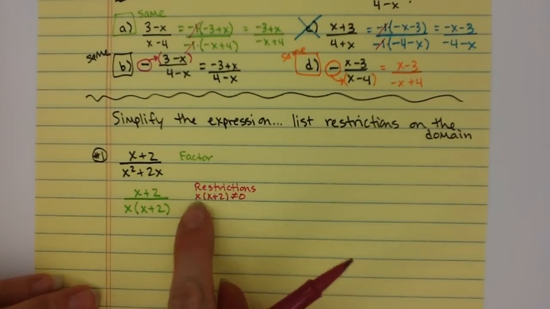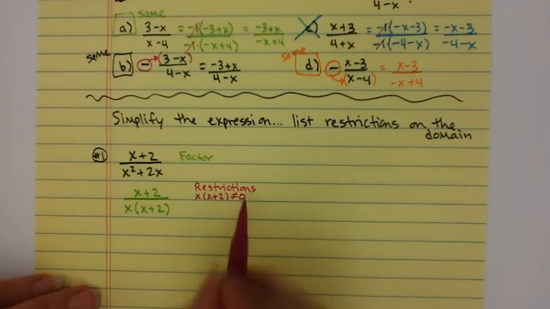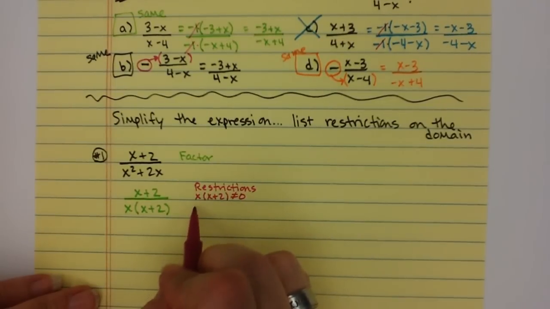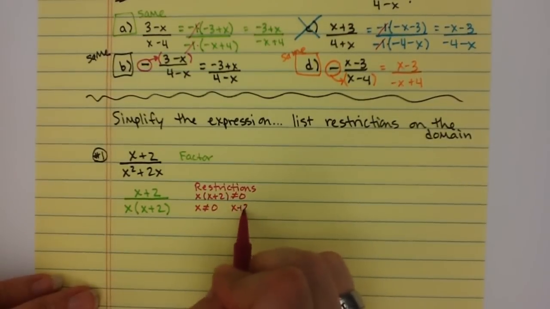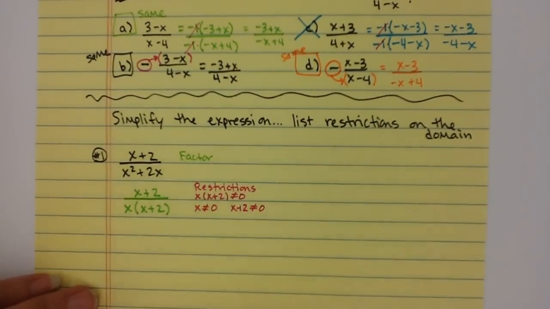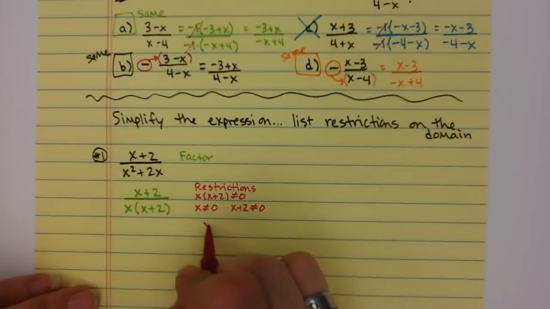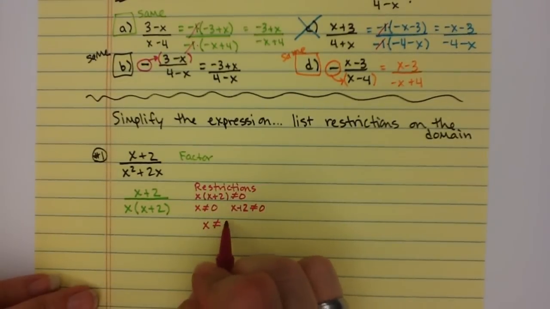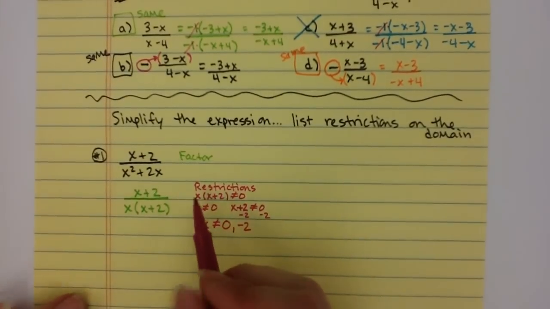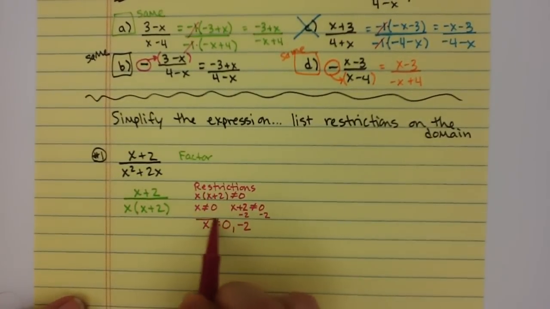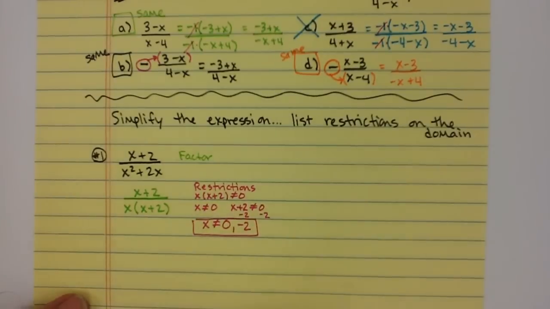And then I'm going to set each part that contains a variable not equal to 0. So I take the x and set it not equal to 0. I take the x plus 2, set it not equal to 0. And then that's going to give me two numbers. It gives me x cannot equal 0 from the first one. And then when I subtract the 2 over, it gives me x cannot equal -2. So here's a part of my answer. X cannot equal 0, x cannot equal -2.